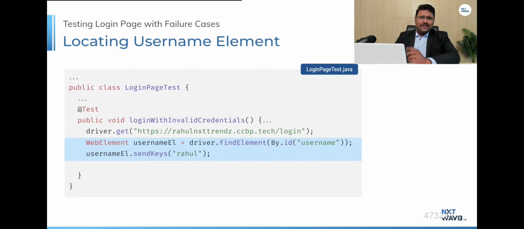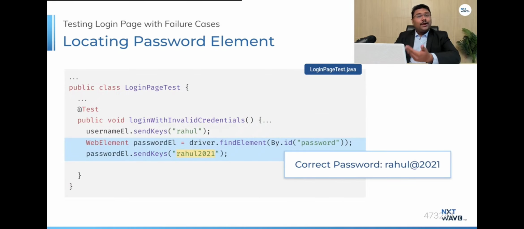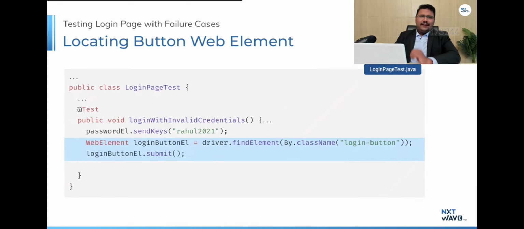Then we'll locate the username element and then send the username to it. Then we'll locate the password element and send the password to it. But because we are trying to work on that login page with a failure case, we'll be sending a wrong password over here, right? That is, instead of sending the correct password, which is Rahul@2021 in this particular scenario, we'll remove the @ over here and send a wrong password to it. Then finally we'll look at the login button with the identified value, and then we'll try to use the submit method on it. So let's just quickly try it out.